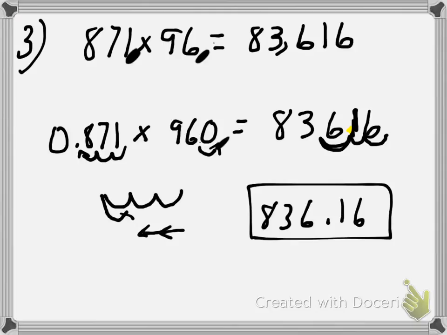Now, one thing we could do to check it is we could actually look over here at our problem. At our original problem, if we rounded this, this would be about 1. And then take this here. We can just think of it as 960, because anything times 1 is itself. So 1 times 960 would be 960, and 836 is the only place we can put a decimal point here that's anywhere close to 960.